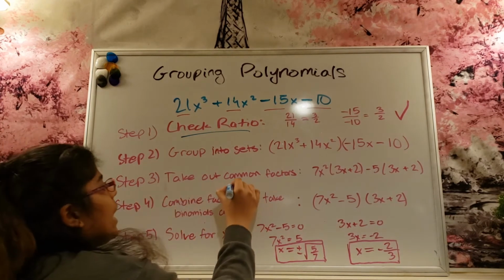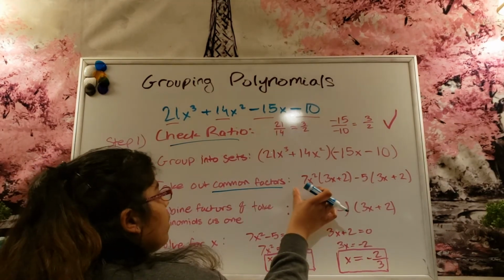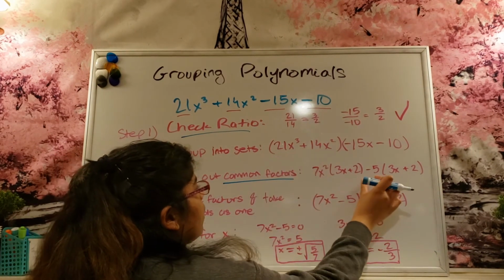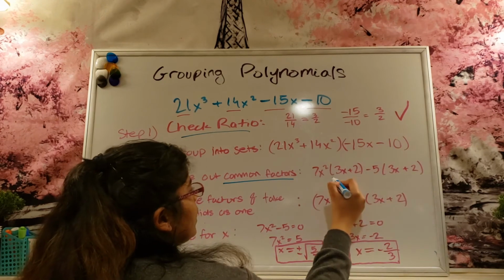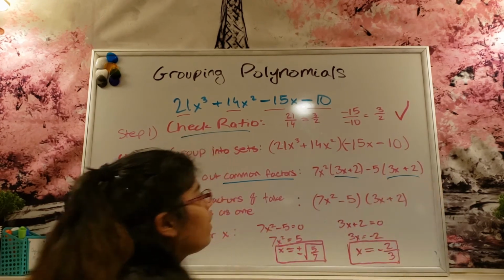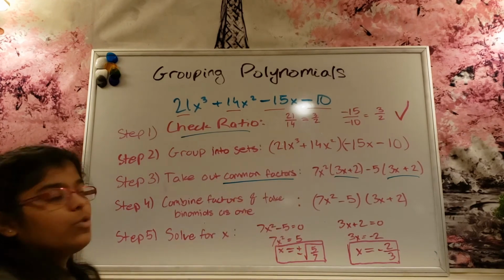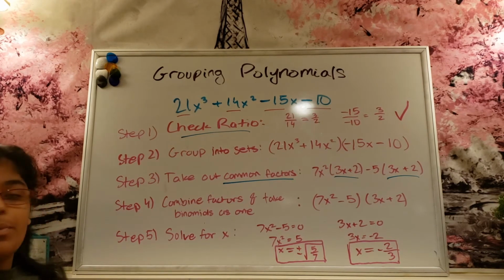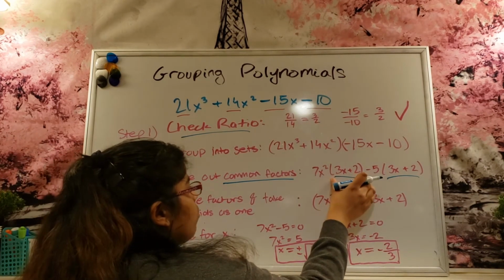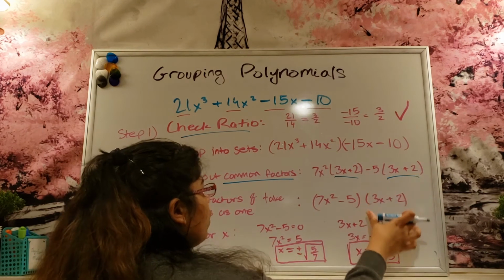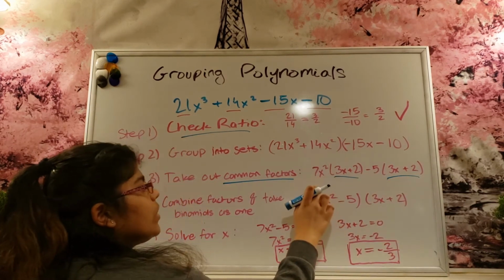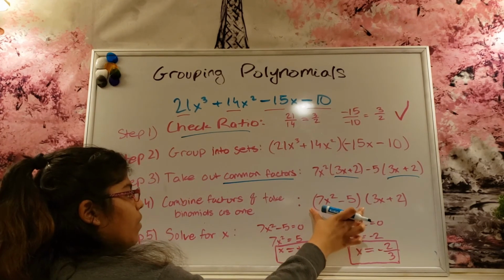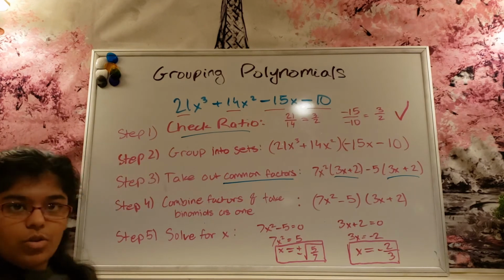Step 3 is to take out common factors. So here we have 7x squared, which is a common factor of this set, and -5 for this set. We can see that the binomials inside are the same, which makes sense because our ratios are the same. Okay, step 4 is to combine our factors and take our binomials as 1. So we're going to count 3x plus 2 and 3x plus 2 as 1. So we bring this down here, and we're going to combine 7x squared and -5. So we have 7x squared minus 5 and 3x plus 2.